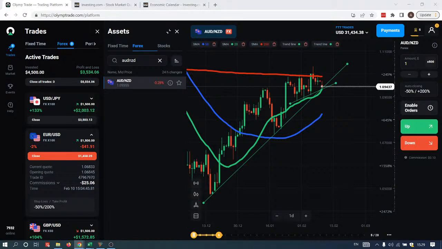Do you trade Forex more often or FTT? Well, in fact, now I trade so many different kinds of assets. I trade FTT and I trade Forex. And I also have this portfolio of stocks. I also invest in cryptos.